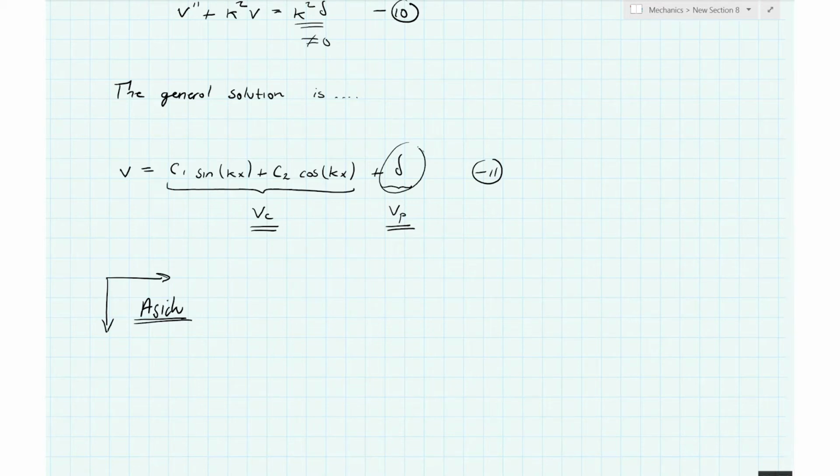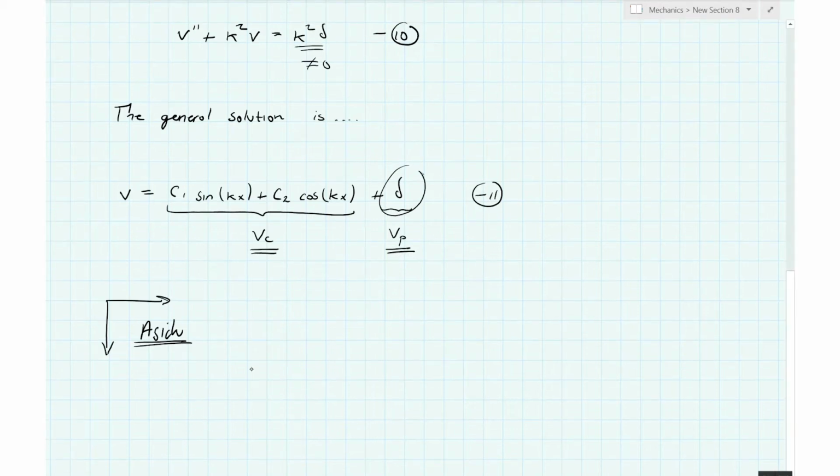So the basic idea here is that we're going to look at the right hand side of our equation. So let's just rewrite our equation here: v double prime plus k squared v equals k squared delta. So with this particular method, I'll just write it down here, the method of undetermined coefficients.